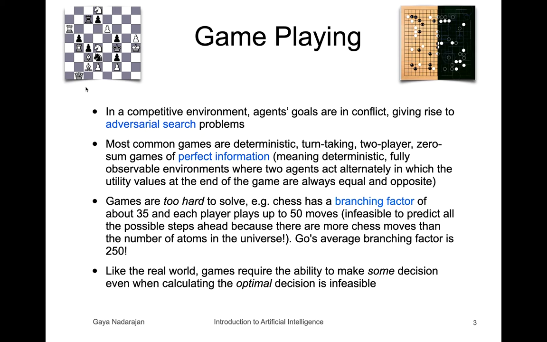So this gives rise to these adversarial search problems, because you actually have an opponent, and that opponent has an opposing view, or a completely different viewpoint of this game. And these kinds of games are deterministic, turn taking, I do something, you do something, two player, zero sum. We'll look at this in a while.